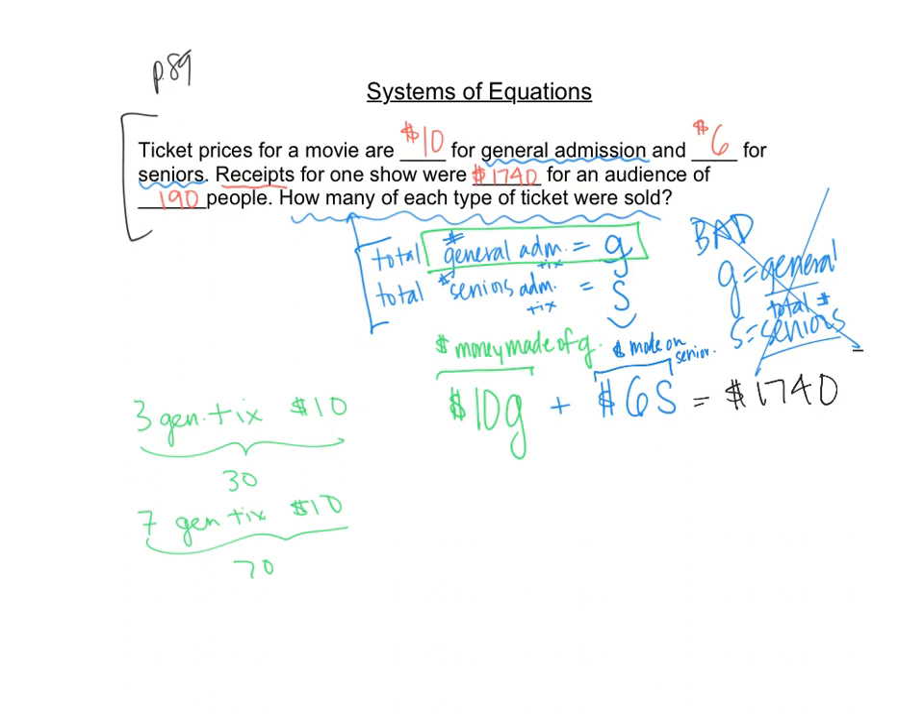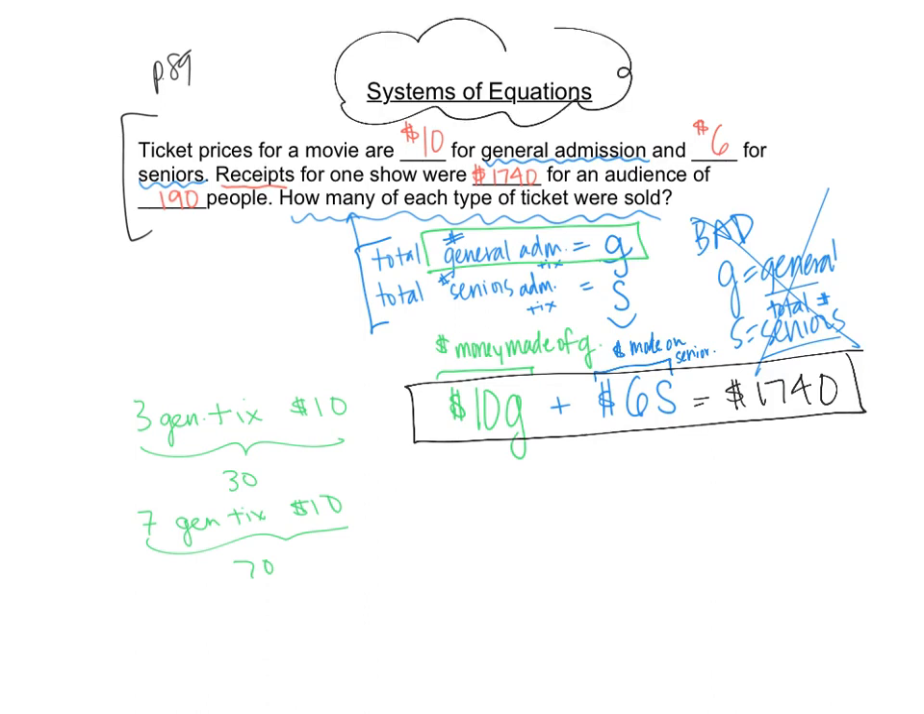So what I've just done is I've created an equation in 2 variables. And so to create a system of equations means that I'm going to have more than one. So I have another piece that I haven't used yet, and that was the 190 people. So that's a total, so that makes me want to write equals 190. Now this is like the physical people. It has nothing to do with money.